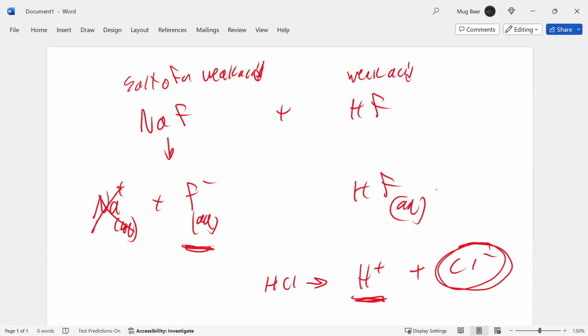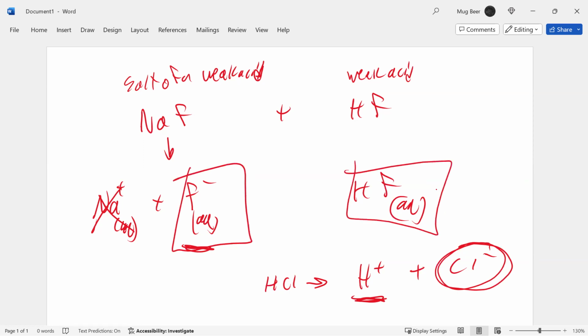But what is this buffer going to do? And remember, what the buffer is doing is stopping something from changing. And so in this case, what's changing is I increase my H plus ion concentration. How does it stop that increase? So your options are this does something or this does something. This can't do anything at all. The hydrofluoric acid is a neutral molecule. It can't deal with a positive charge. The fluoride's made its one bond. The hydrogen has made its one bond, so it can't do anything.